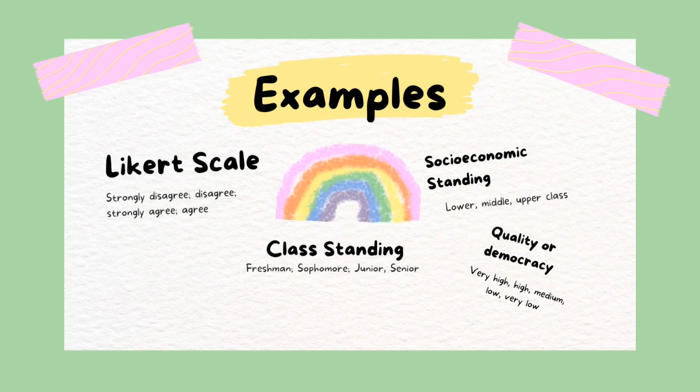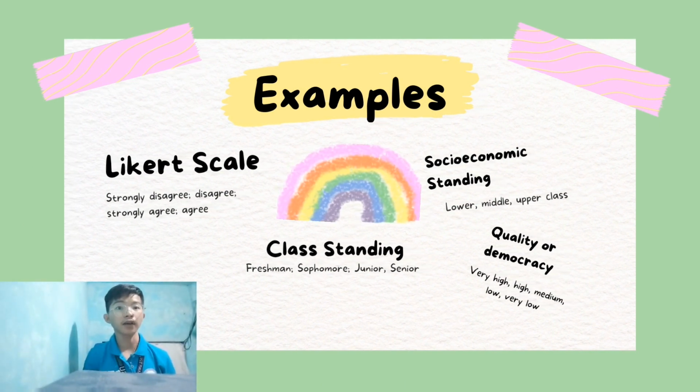Ordinal measurement also involves a lot of examples, like the Likert scale, which contains strongly disagree, disagree, agree, strongly agree. Another one is class standing, which is freshman, sophomore, junior, and senior. Another one is socioeconomic standing, which is identified as lower, middle, and upper class. And the last one is quality of democracy, which includes very high, high, medium, low, and very low.